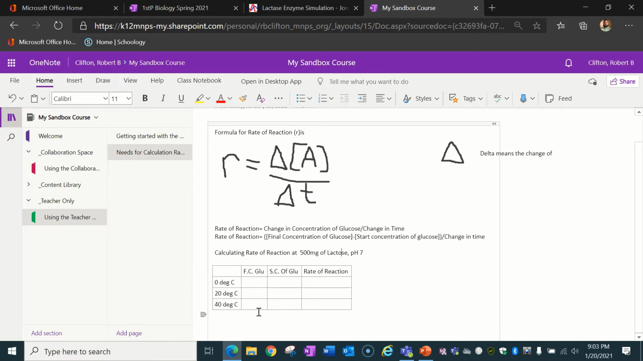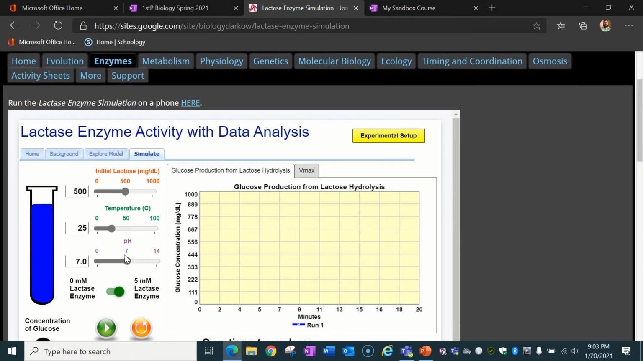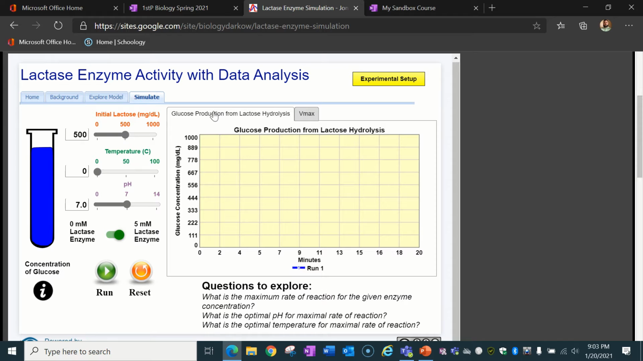All right, so this column right here talks about the final concentration of glucose, the starting concentration of glucose, and then we'll calculate out the rate of reaction. Of course, the starting concentration of glucose at this time is always going to be 0 for this experiment, so we'll put that in there. Let's do 0 degrees Celsius first, and then we are going to click on run the experiment. Over the time of 20 minutes, our start time was 0 minutes, and we let it run for 20.